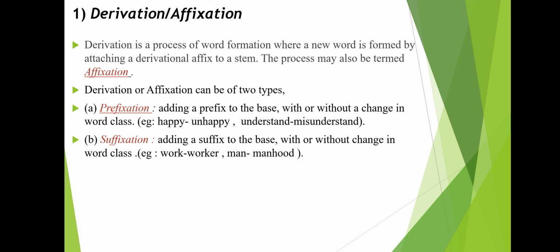For example, the word unhappy. Happy becomes unhappy when the prefix un is attached to the stem happy. Thus it becomes unhappy. Then another example, misunderstand. Understand becomes the word misunderstand when the prefix mis is attached to the stem understand. Then it becomes misunderstand. Mis plus understand, misunderstand. So that is prefixation.